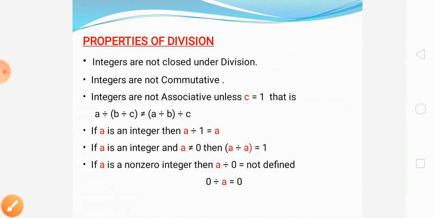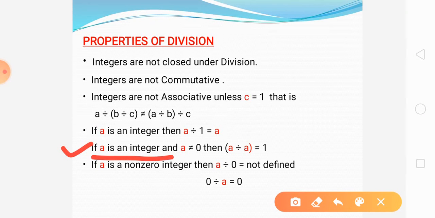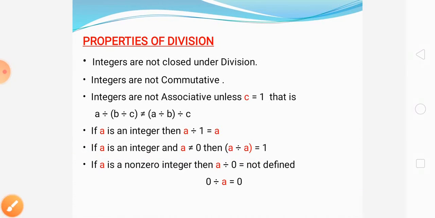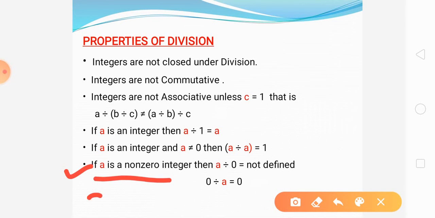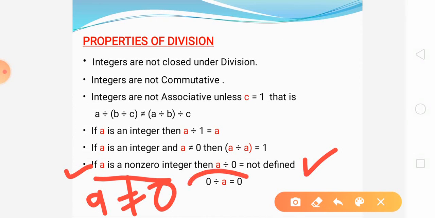Next, if A is an integer and A is not equal to 0, then A divided by A is equal to 1. If I divide a number by the same number, I will get the answer 1. Last property: if A is non-zero, meaning A is not equal to 0, then if I divide A by 0, it is not defined. And the expression 0 divided by A is equal to 0.